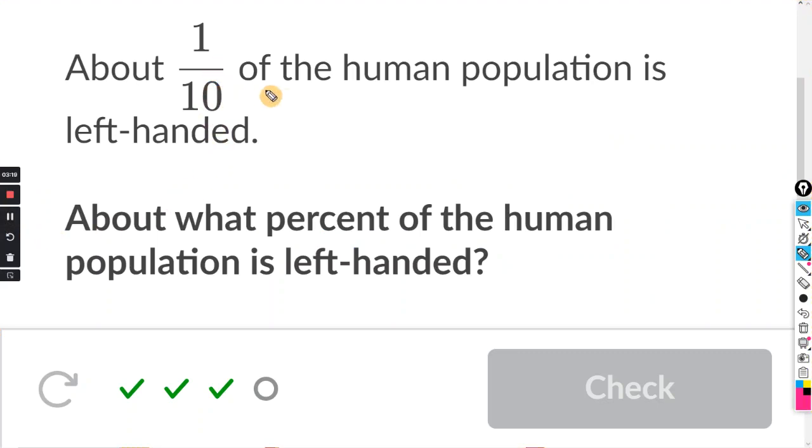About 1/10 of the human population is left-handed. What percentage of the human population is left-handed? 1/10, or 1 divided by 10, is the same as 0.1. So that's the decimal, and then we want to move that 2 places to the right. So 1, 2. If there's no number there, you can just add a 0. So 0.10, the decimal is now here, and that's going to be 10%.